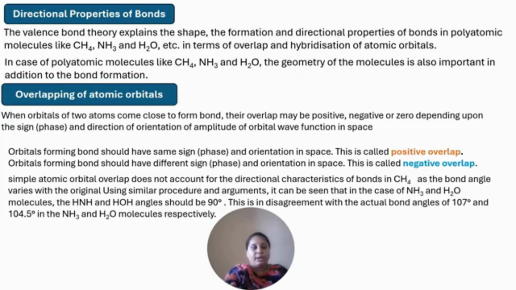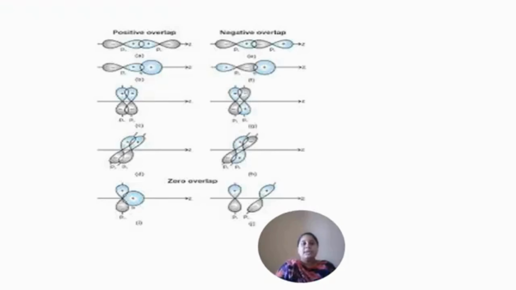So this is the positive overlap, with the same sign and same phase of orientation. Negative overlap, and this is the zero overlap. In the case of negative overlap, this is the p orbital, s orbital, p orbital, s orbital. Overlapping takes place. The sidewise overlapping of the p orbital.